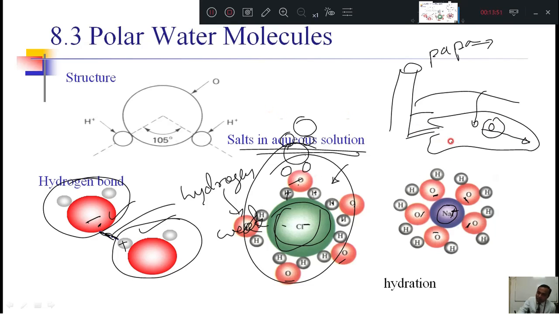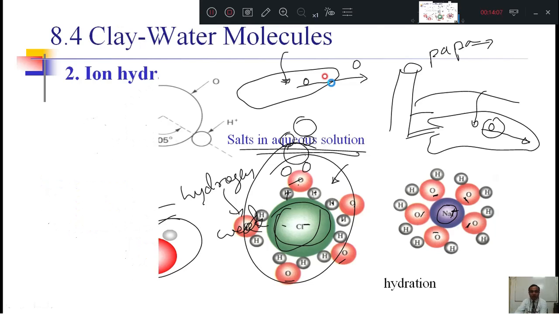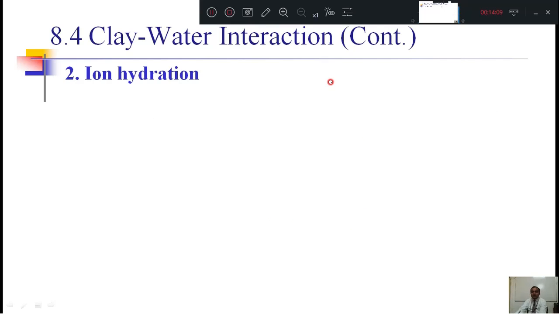There is not only papaya, there are many leaves like that. When you put water on those leaves, they will not attract it, they will run like a ball. Why? You just observe this. Go to botany or chemistry and answer for yourself. Understood? Now coming to the clay-water interaction.